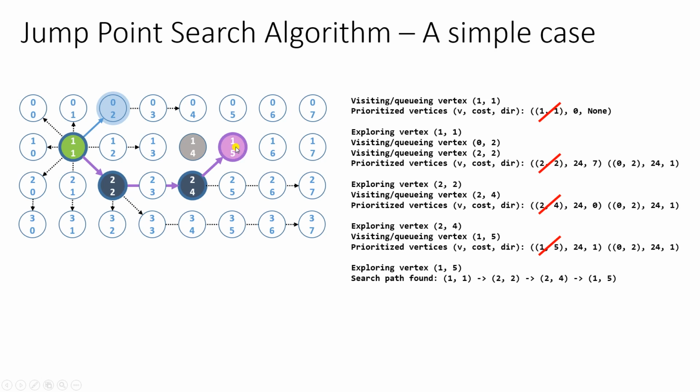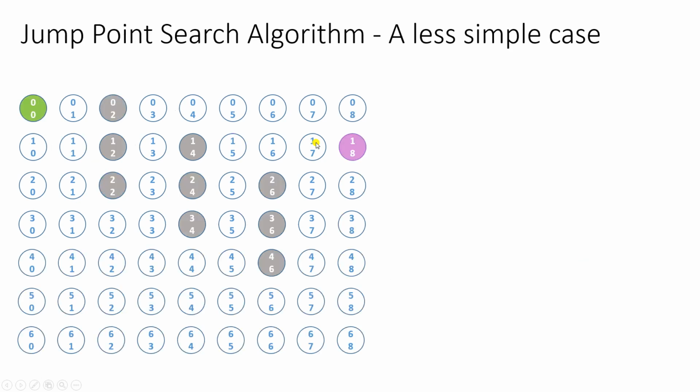Also, one thing to notice, we never explored vertex 0, 2, so that's a save in time, and we also never explored vertices 0, 5, 0, 6, 0, 7, 1, 6, 1, 7, and that's also a save in time. This is a simple example, so maybe it isn't so noticeable how this algorithm makes us any gains, but now you'll see in a less simple case how the algorithm works.